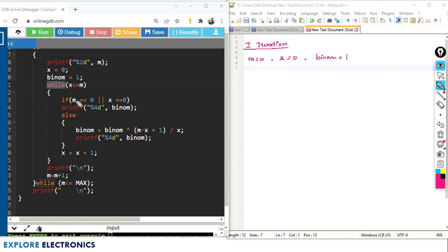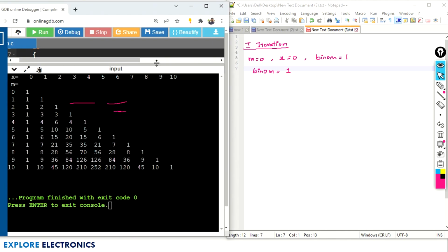Now again we have an if condition. What we are checking is, if x is 0 and m is 0, the binomial coefficient value will always be 1. We have already initialized it as 1. So we just have to print 1 whenever m is 0 and x is 0. So in the first iteration, m is 0, x is 0, and the binomial coefficient value will be 1. So 1 is going to be printed in the output. This is our first iteration: m is 0, x is 0 and the value is 1.